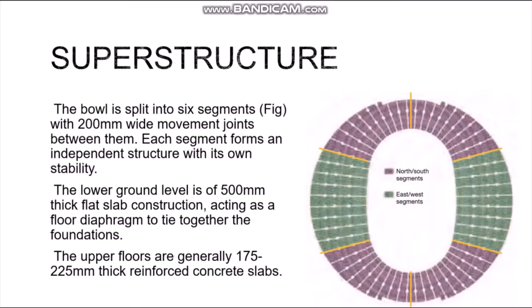The movement joints that separate them are continuous through every floor of the bowl, including the terracing. The lower ground level is of 500 mm thick flat slab construction, acting as a floor diaphragm to tie together the foundations. The slab thickness changes due to the increasing span caused by the tapering of these grid lines.